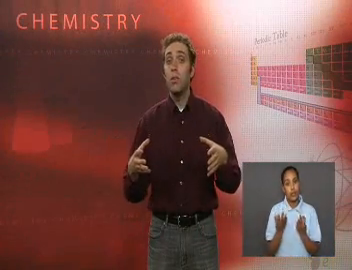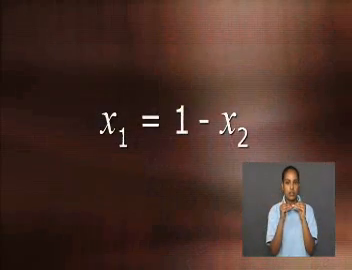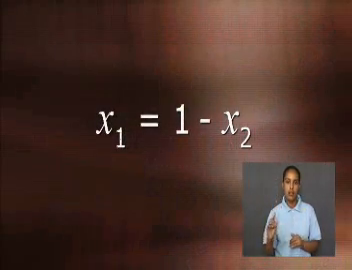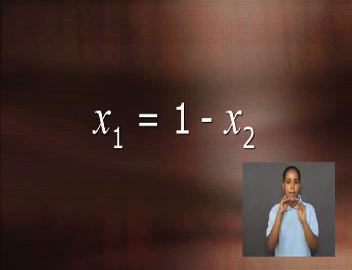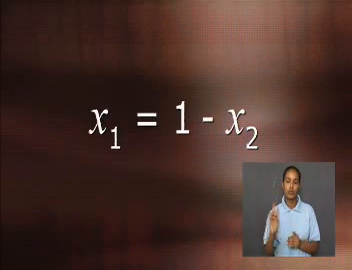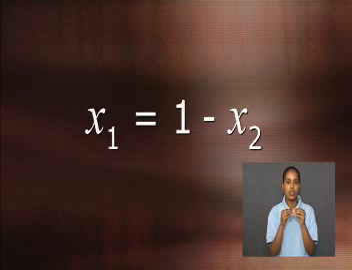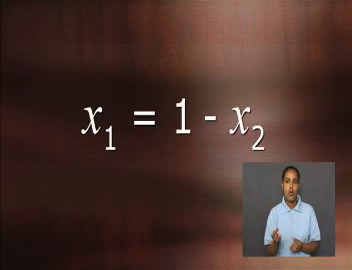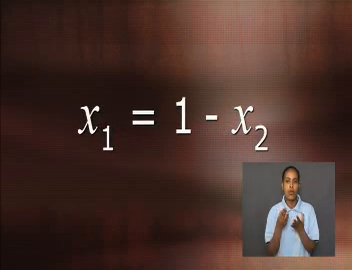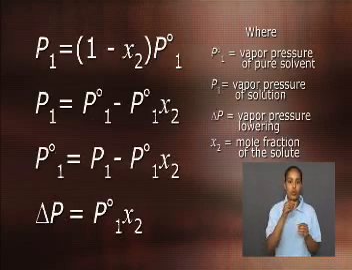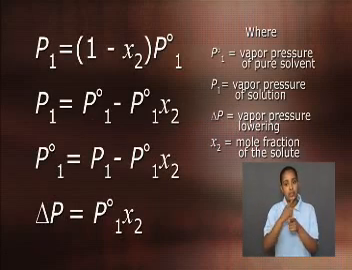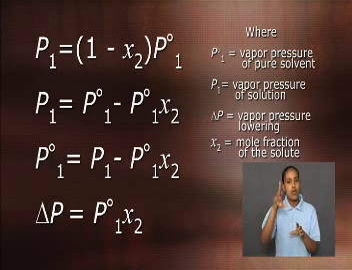If we have a solution that only contains one solute, it can be represented by the equation X1 equals 1 minus X2. In this equation, X2 is the mole fraction of the solute. If we insert this into the Raoult's law equation, we get this.